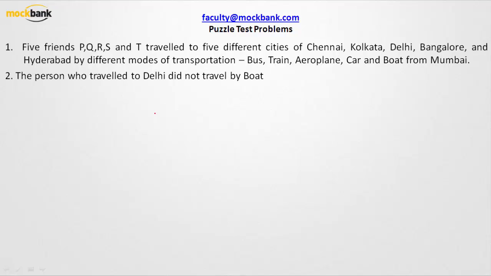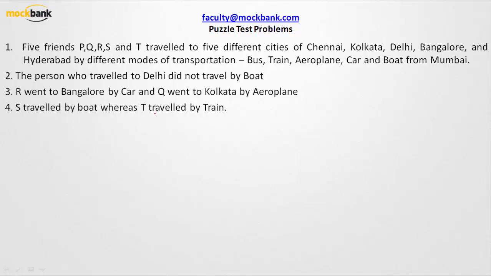Now it says that the person who traveled to Delhi did not travel by boat. This information says that R went to Bangalore by car and Q went to Kolkata by aeroplane. The fourth statement says S traveled by boat, whereas T traveled by the train. Mumbai is not connected by bus to Delhi and Chennai. That means one cannot go by bus to cities of Delhi and Chennai.